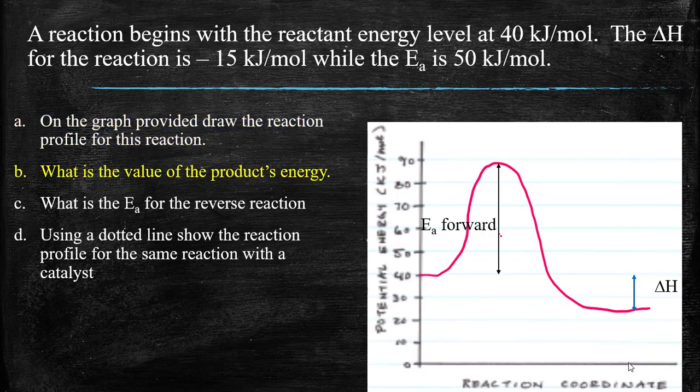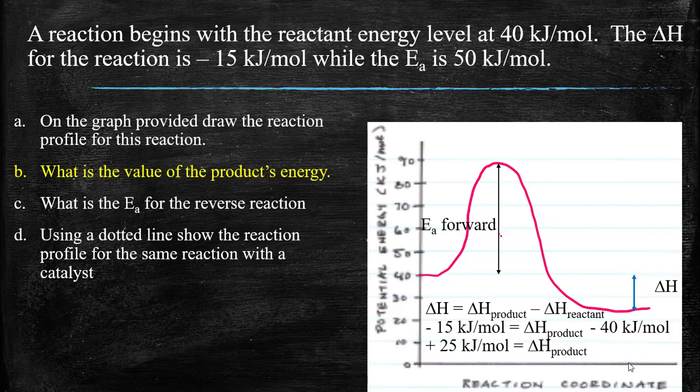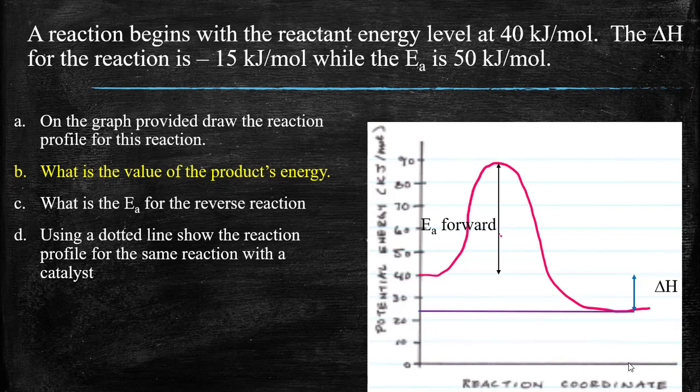Now, what is the value of the product's energy? The delta H for the whole reaction is equal to the delta H of the product minus the delta H of the reactant. Plug in what we know, rearrange to solve, and you get plus 25 kilojoules per mole equals the delta H of the product. Or, there's another way to do this. Just simply draw a straight line from the bottom of the reaction profile over to the y-axis, and you read it at about 25 kilojoules.